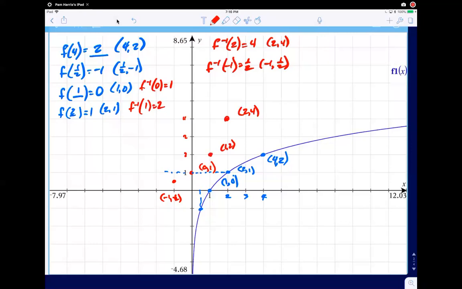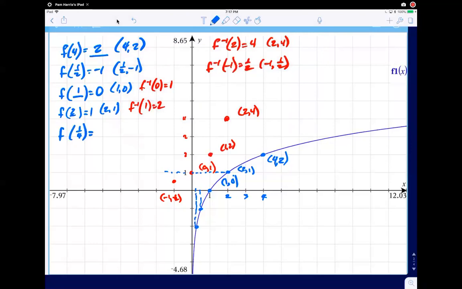So then the next question that I might ask is, let's just do one more on the blue F. What if I asked you for F of 1/4? I'll give you another input, you tell me what the output is. F of 1/4, where would that be? Oh, that's really tiny, right in here somewhere. No, all the way down. Does that look like about -2?